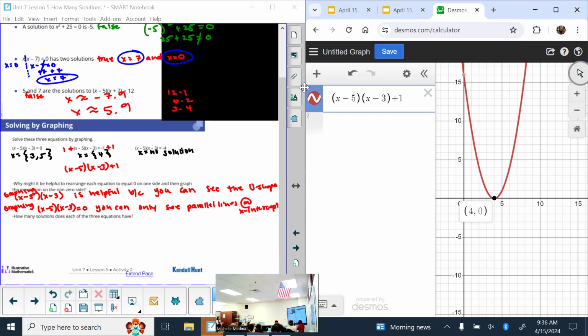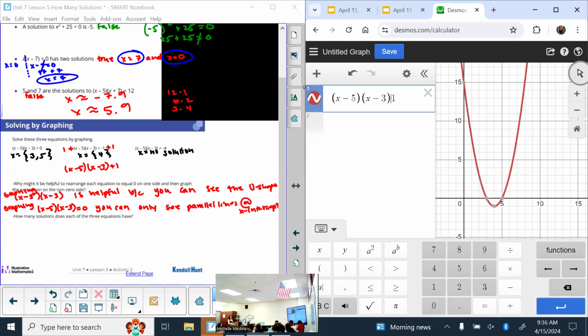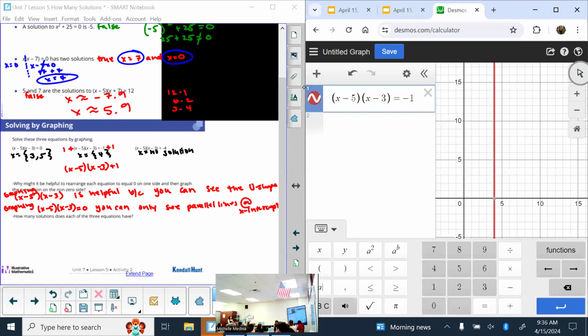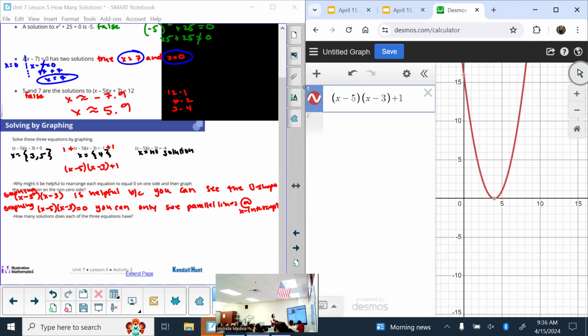If you had done it where, and I don't know if they really did it either way, it would still show you the right solution. But when you put it equal to 0 and graph the non-zero side, you see the U shape and everything. So this is what it looks like if it has just one solution, where the vertex is the x-intercept. That's why there's only one in that case.